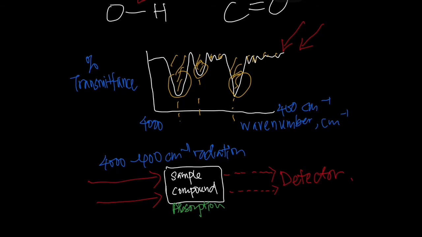So the absorption is caused by the vibrating bonds. There are different types of bonds, so the absorption happens at different positions on the IR spectrum. And the transmittance may be low transmittance or high absorption, or medium absorption, or weak absorption.